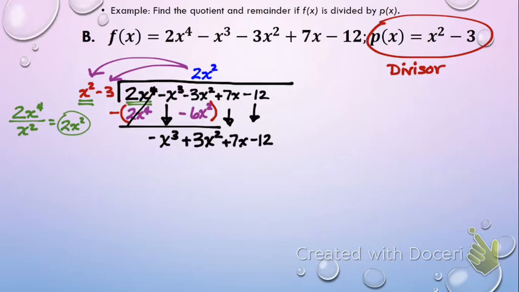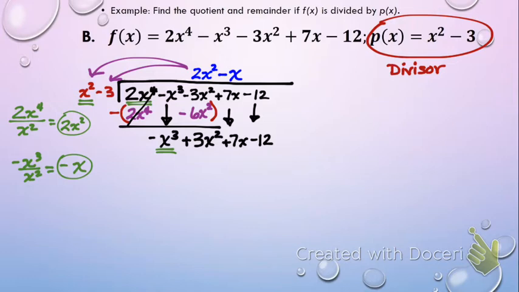And then we start the process all over again. How many times does x squared go into negative x cubed? Yep, negative 1x. So this is what I'm going to put up on top. Remember, you can always take those and just divide them, see what result you get. That's what goes up on top. Because when I distribute, I want to get that first piece so that I can make it cancel. So I'm going to have minus x.